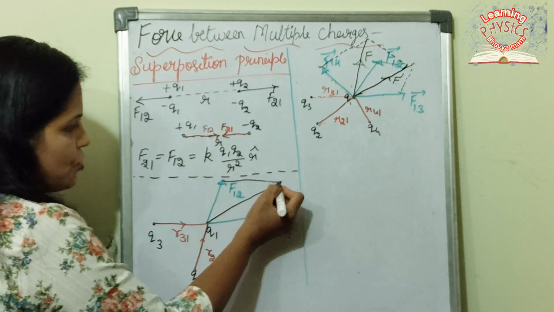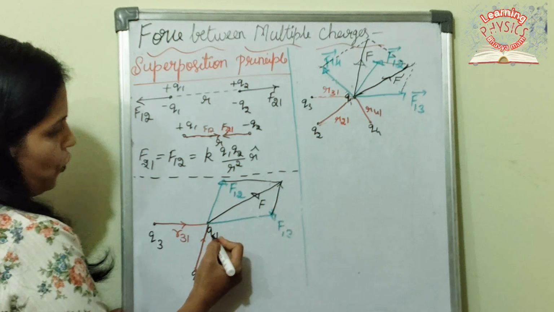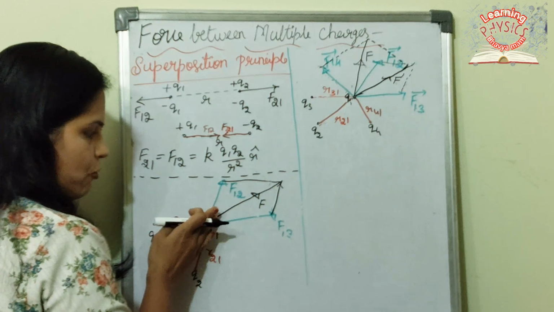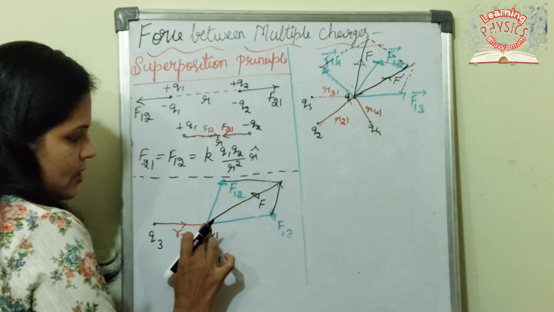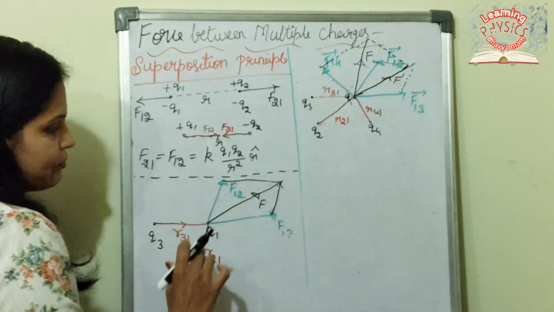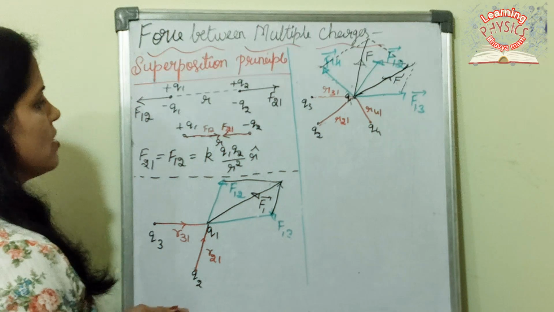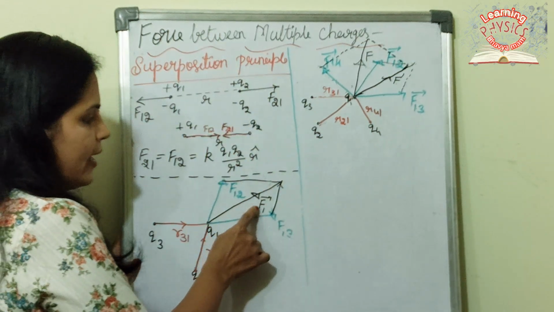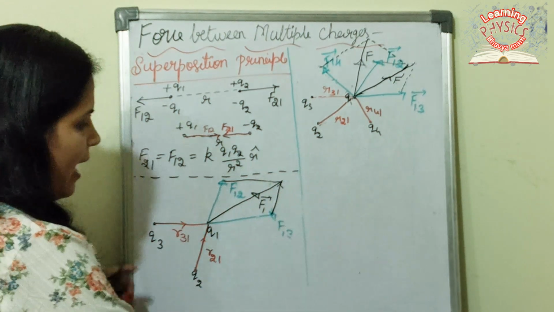If you join these two ends, then this is the direction of the force on Q1 due to the remaining charges. So we know that the resultant force is acting along the diagonal taken from the same point. Yes, students, is this clear? Any doubt here? Please go through it again. Okay, so this is the total force F1. Now we used Coulomb's law as well as the superposition principle to identify the direction of the total force on charge Q1.